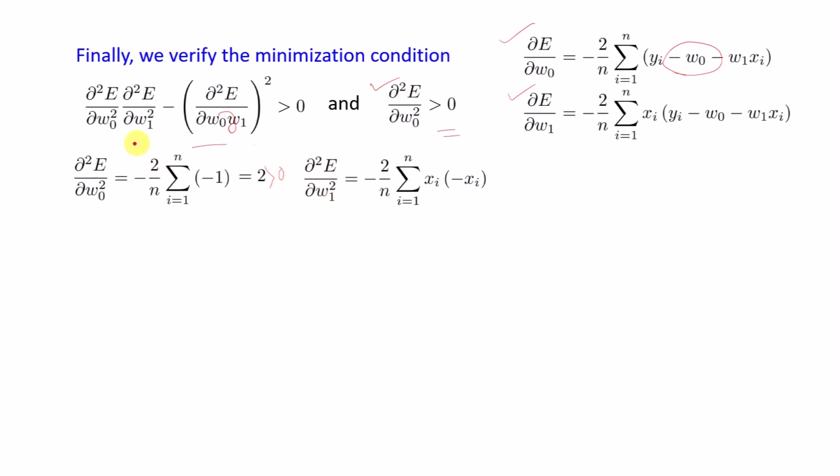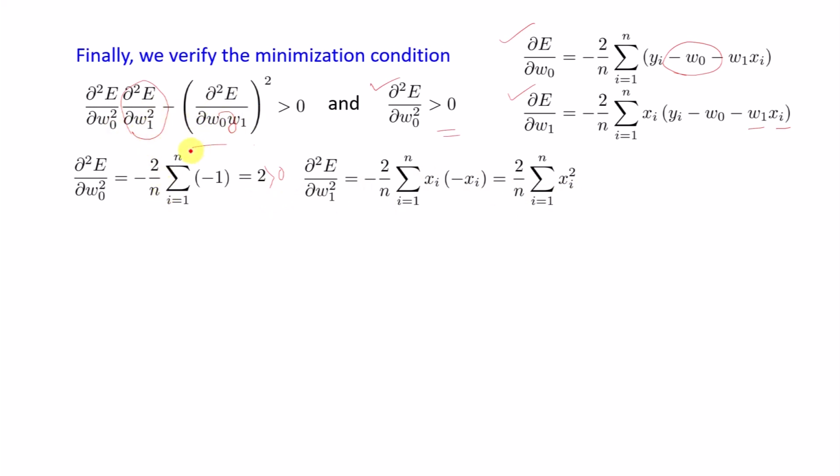Now I come to this derivative here. This derivative is minus 2 by n. Here I have this w1 xi, so I have to take care of that. That gives me minus of xi. Therefore I take the minus sign out. It gives me 2 by n summation of xi square. Therefore, this 2 I already have.